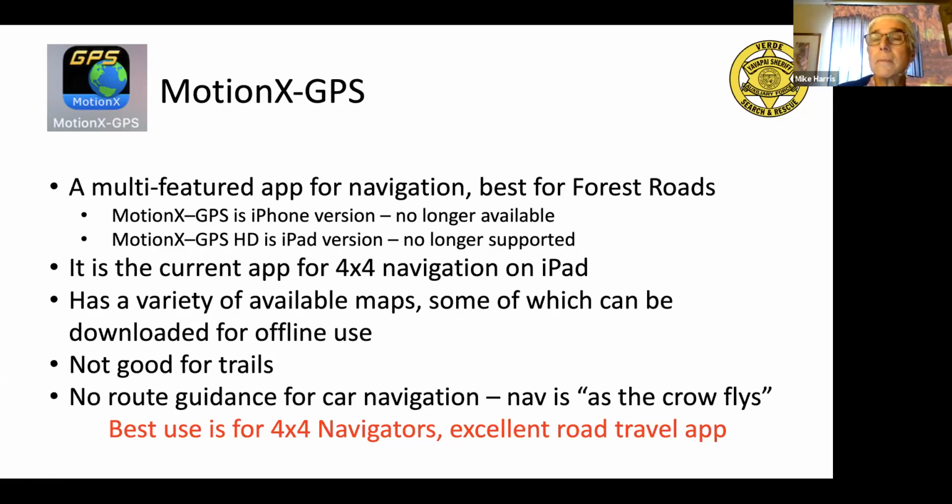So back to MotionX GPS. Absolutely the best for 4x4 navigation, but I think we'll have to find an alternative. The alternative might be Gaia or it might be CalTopo. Okay, I'm leaning more toward CalTopo. It has a variety of available maps, some of which can be downloaded for offline use.